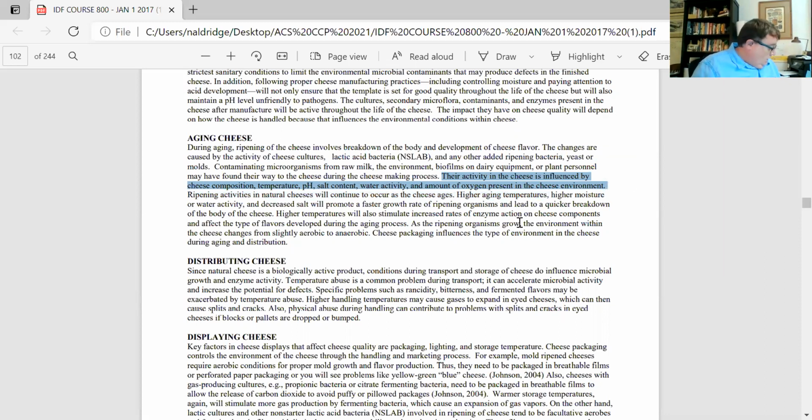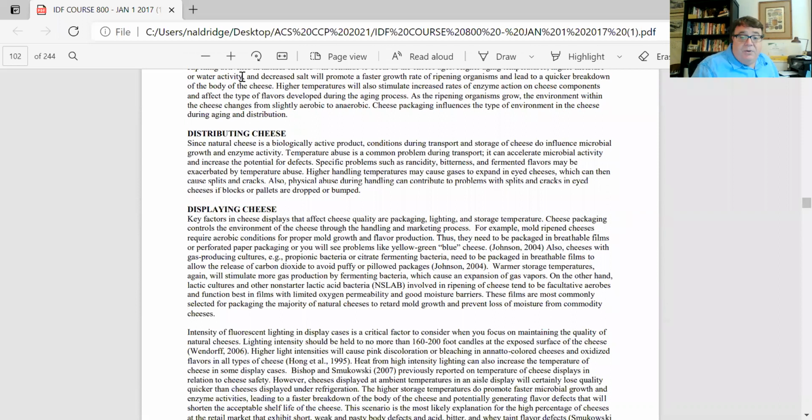And the next one, and again, this is all important. Distributing cheese. Under distributing cheese, I've got this second sentence is super important. Temperature abuse is a common problem during transport. It can accelerate the microbial activity and increase the potential for defects. So that's when I'm reading through that paragraph, that's what sticks out to me. All righty, and now displaying cheese. I've got really the first sentence here. Key factors in cheese displays that affect cheese quality are packaging, lighting, and storage temperature. All righty.